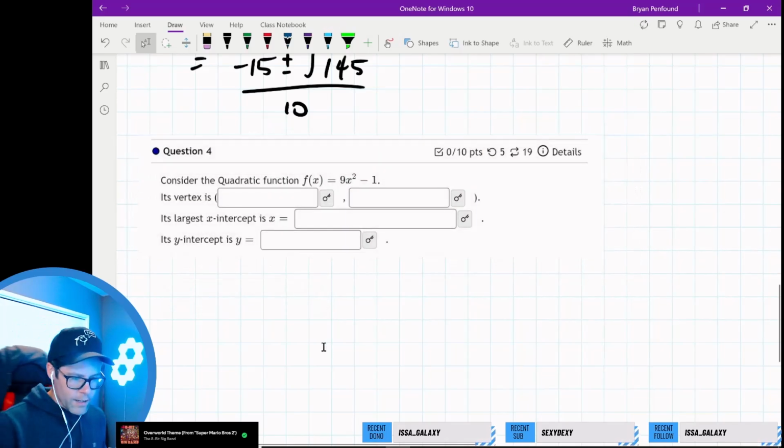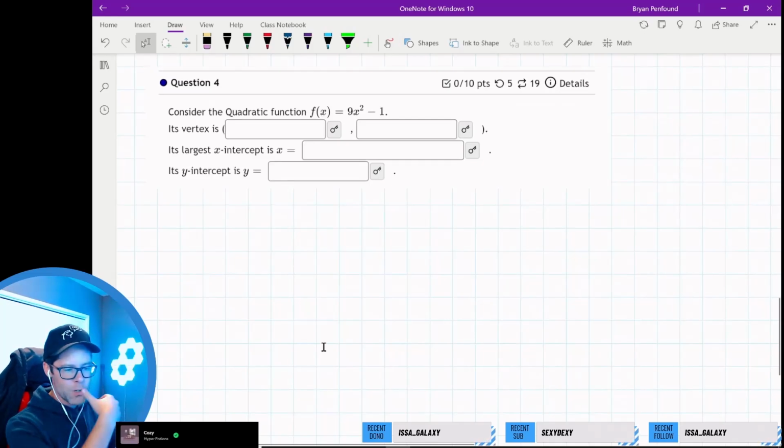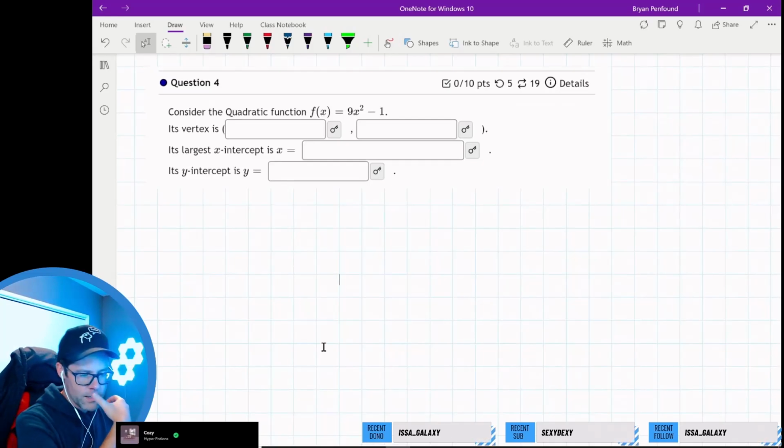So what do we think, chat? Consider the quadratic function 9x squared minus 1. What's its vertex? What's its largest x-intercept? And what's its y-intercept?